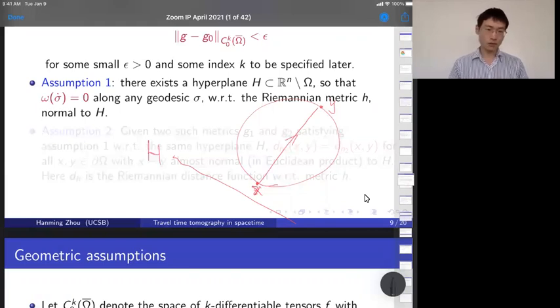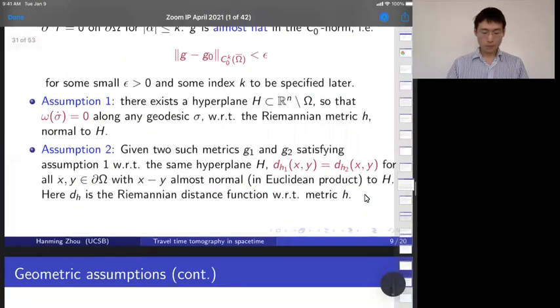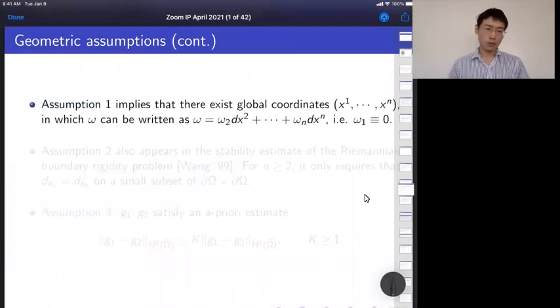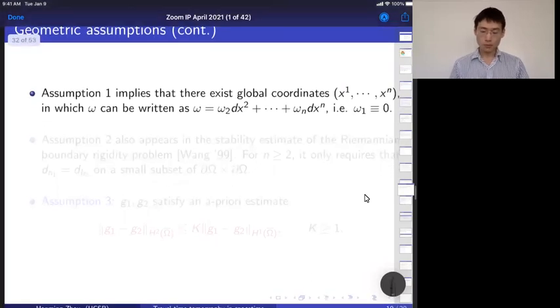So again, this is a technical assumption which is necessary for us to carry out the argument. Here are two quick remarks on why we impose this. Assumption 1 implies that we can find some global coordinates in this Rn, so that under these global coordinates the first component of this one form will disappear. So it only has the components x2 up to xn. In particular, this gives us a gauge transformation of this omega, which will be helpful for us to carry out the argument.